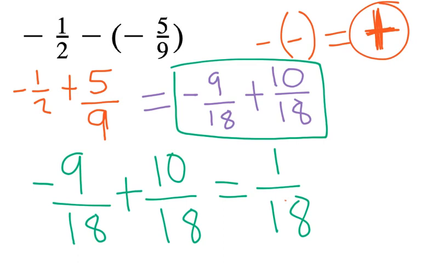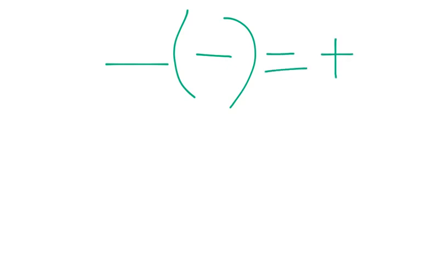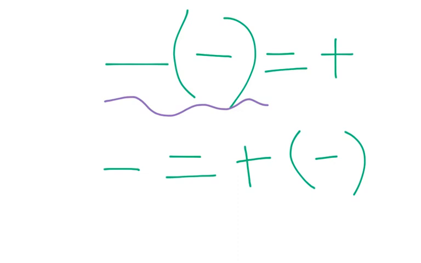So negative 1/2 plus 5/9 is the same as plus 1/18. The really important thing to remember is that when you have a problem where you are subtracting a negative, that is the same as adding. Also, if you are subtracting, you can think of that as adding a negative. So subtracting a negative is the same as adding, and subtracting is the same thing as adding a negative.